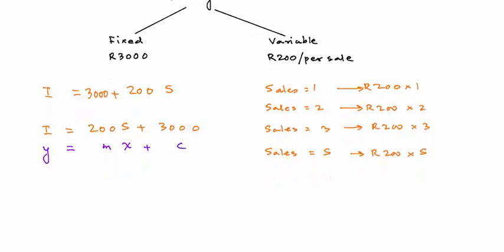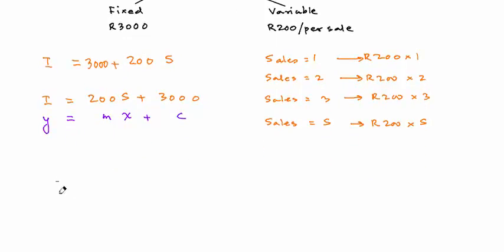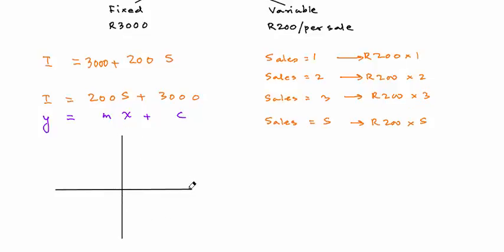Now on the coordinate axis, this is x, this is y. Let me just write that down, x and y. X, or the input, is actually the number of sales he's making in a month. So the x-axis represents the sales. And the y-axis is his monthly income, the total income. And as we see from this equation, the y-intercept is 3,000, which means it starts at 3,000. From here to here is 3,000.